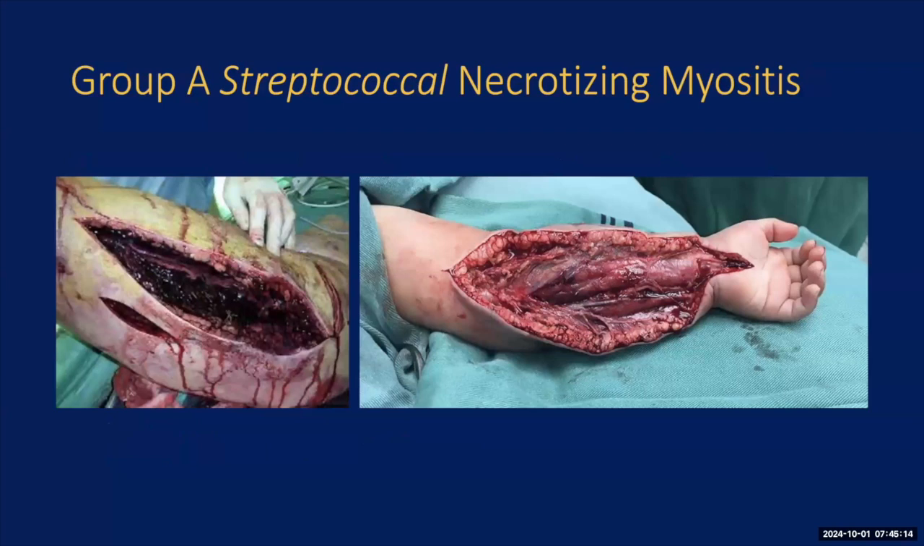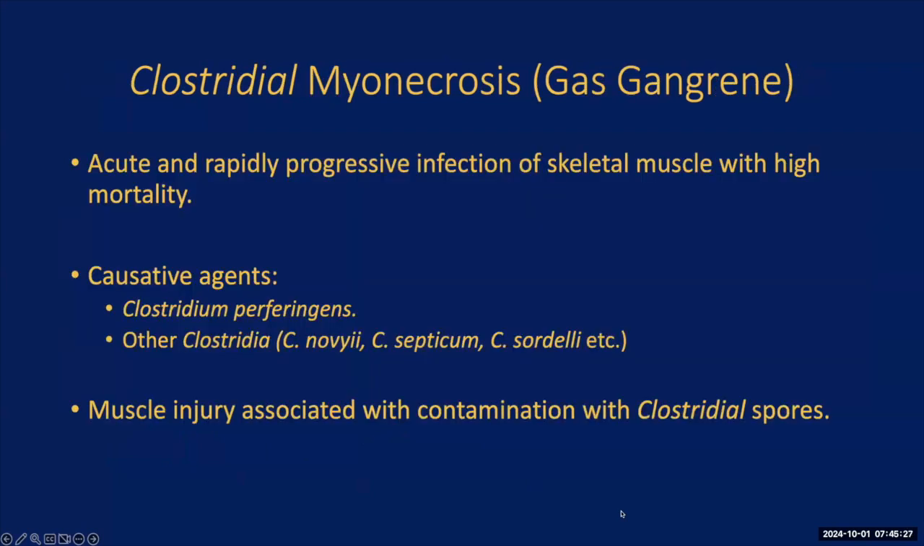Here are a couple of examples of group A streptococcal necrotizing myositis, and you can see there's a dusky, necrotic appearance of the muscle at the base. They do require repeat debridement, so you want to leave them open.